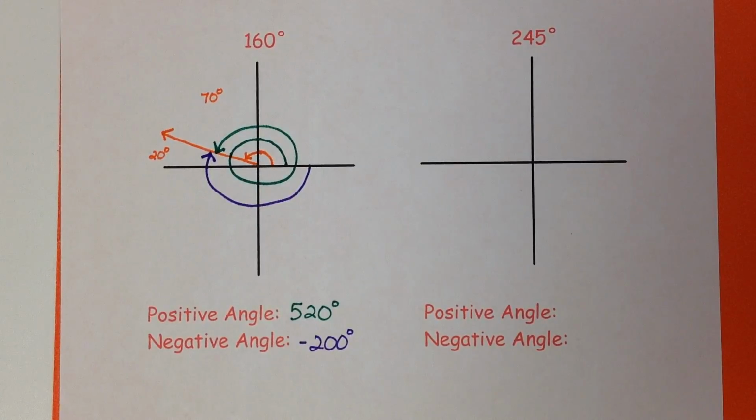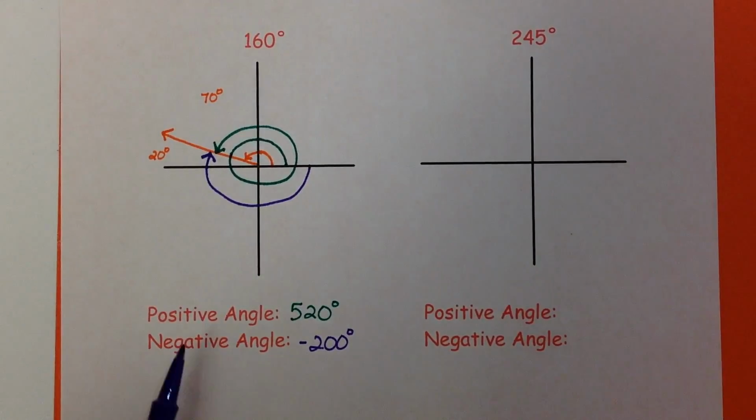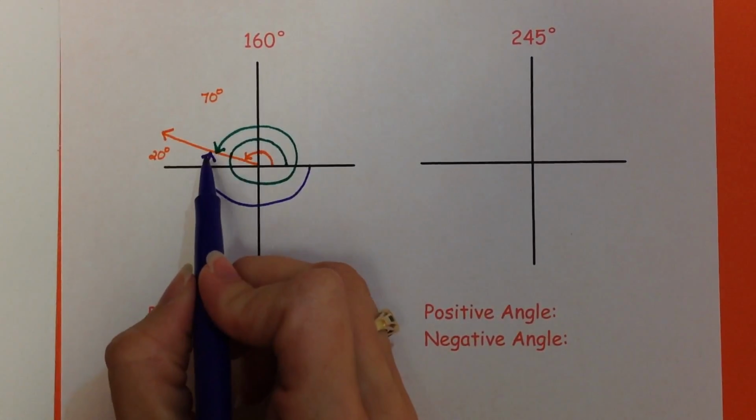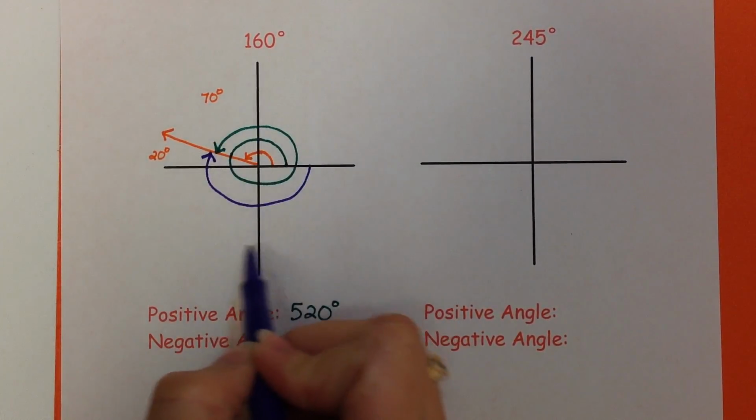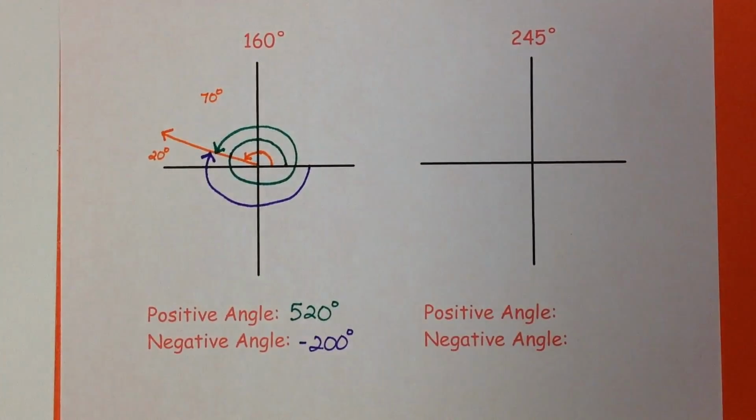So that would be two possible answers. And I could have rotated around again for my negative angle. Like I could have gone right past it and come back around and stopped the second time, and that would also be a correct answer.